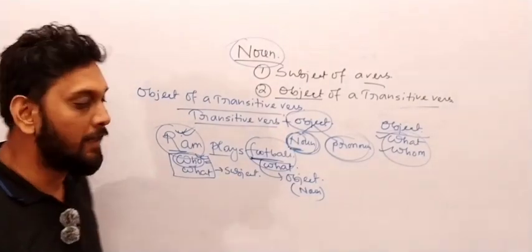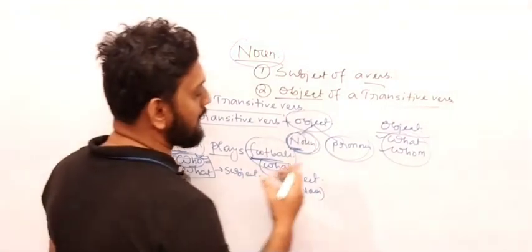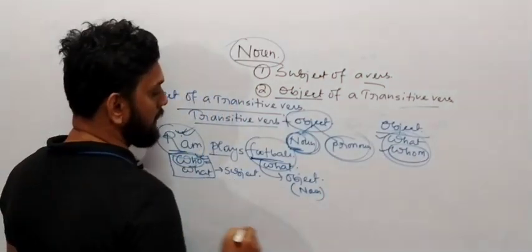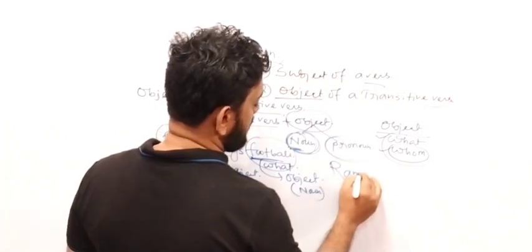Ram plays football. Let me give another example so that you can easily find the object using the WH question word whom. Okay, write down: Ram taught me.